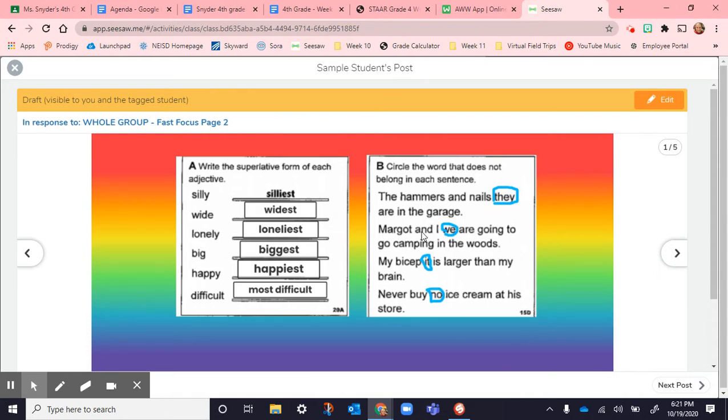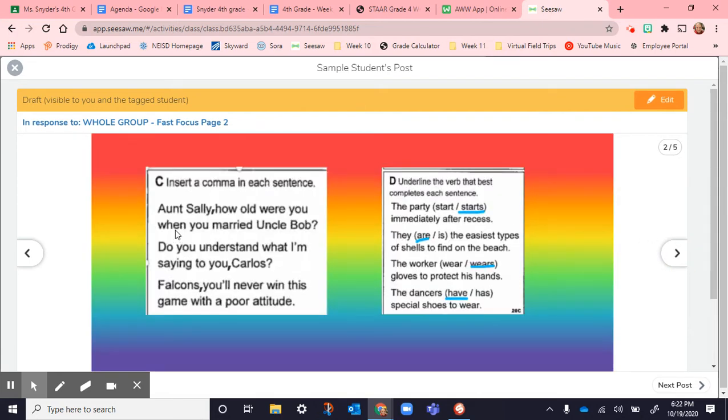Same thing here. You've got 2 people you're talking about, and then you say we right after. That's a repeat. Same thing here. Bicep, it is larger. That doesn't make sense. You either say it is larger than my brain, or you say my bicep is larger than my brain. Never buy no ice cream. Okay, that sounds silly. If it sounds silly, don't write it. Never buy ice cream. Actually, no doesn't fit if you never buy ice cream at his store. That's all you need.